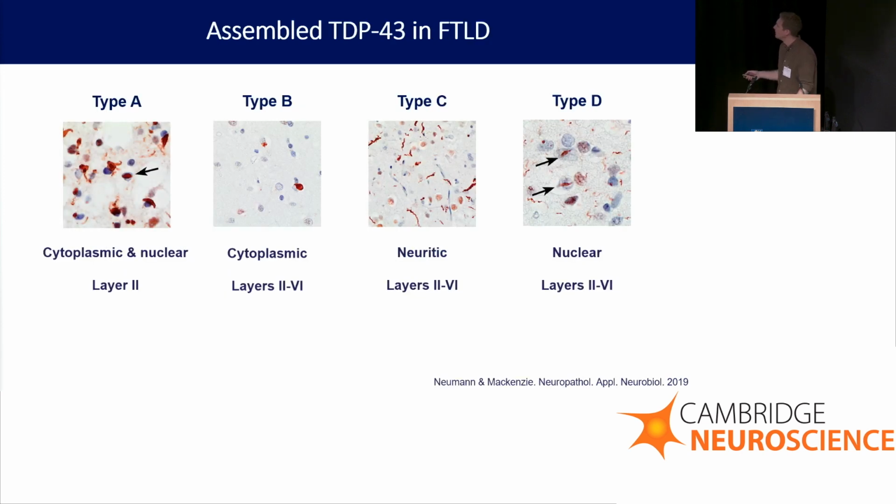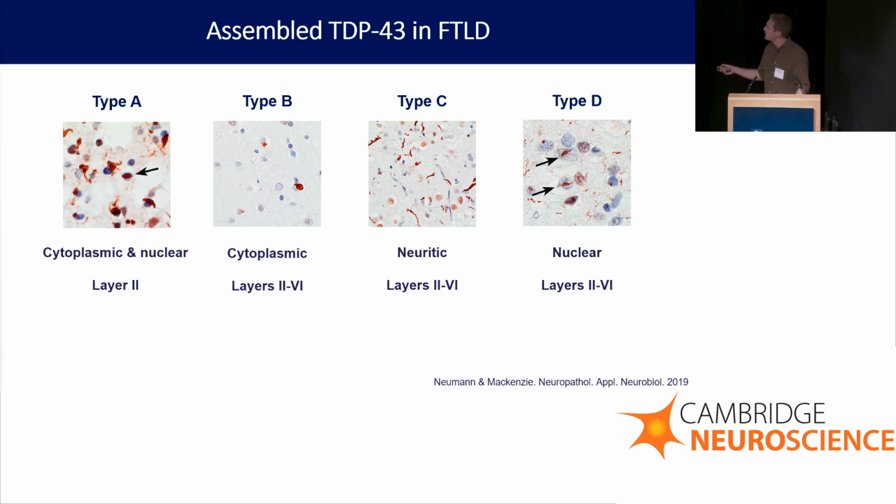So having looked at ALS and FTLD, we're interested in other diseases where TDP43 assembles. And so we focused on FTLD, frontotemporal lobar degeneration. And there are at least 4 types of FTLD characterized by TDP43 assembly. They're labeled A to D. There's possibly additional types, a type E, a type U. But focusing on these types, they're distinguished by the distribution of the TDP43 inclusions in the brain.